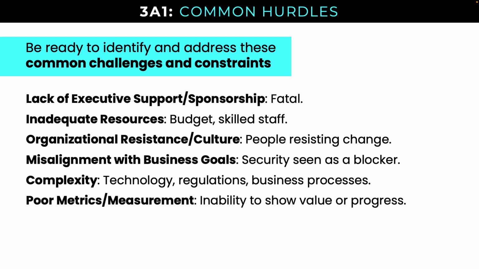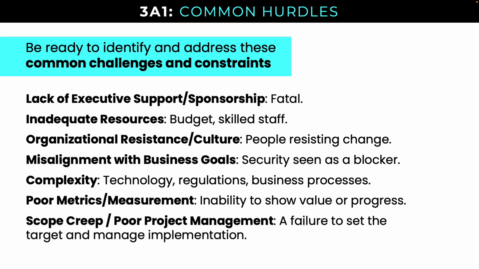Poor metrics or measurement. If we can't show value or progress, if we haven't identified measurable, relevant metrics, not only is that going to be problematic in demonstrating value to leadership, it's also going to hamper our ability to identify misses that indicate a need for course correction. So those metrics are absolutely key in the ongoing monitoring, reporting, and management. Scope creep or poor project management. So a failure to set the target and manage the implementation is going to be problematic both to our implementation schedule and potentially to our budget.